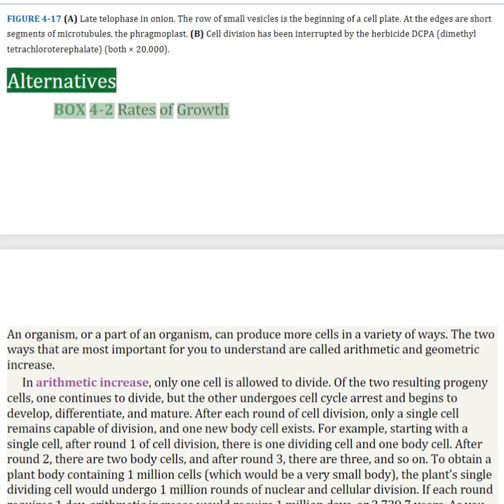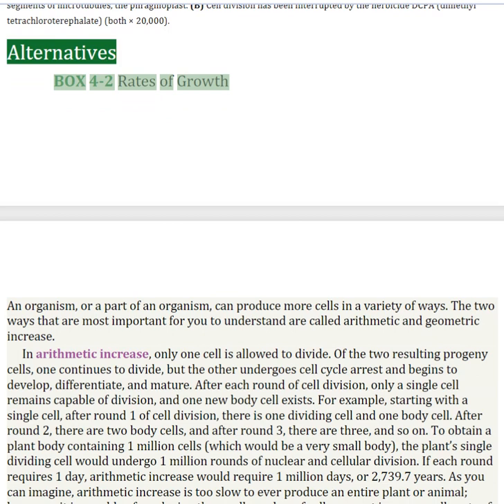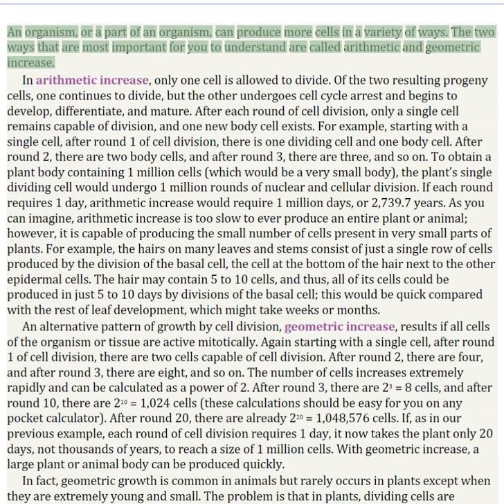Box 4-2: Rates of growth. An organism, or a part of an organism, can produce more cells in a variety of ways. The two ways that are most important for you to understand are called arithmetic and geometric increase.